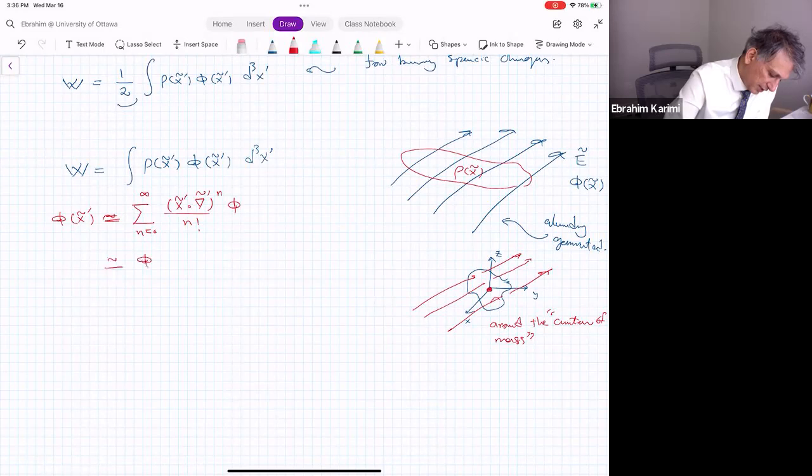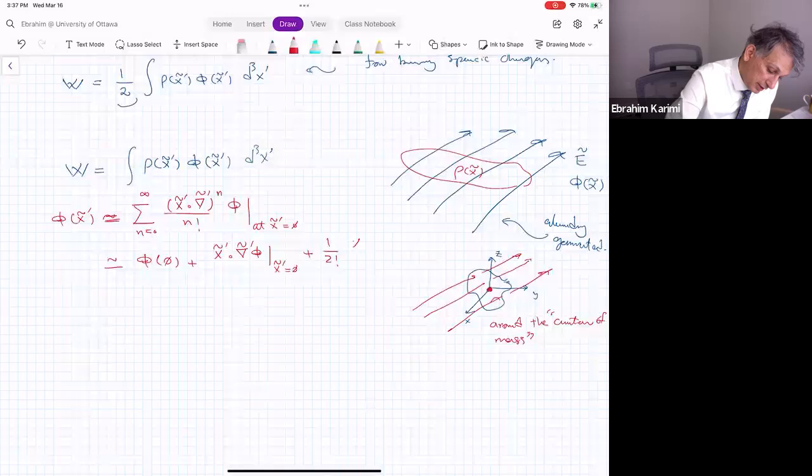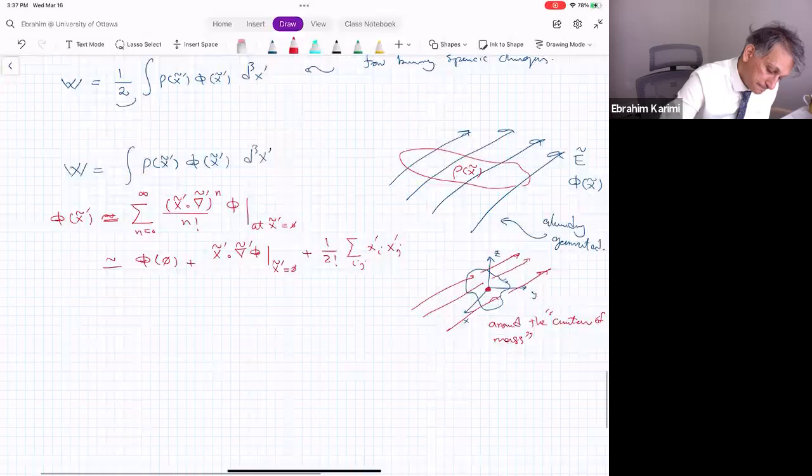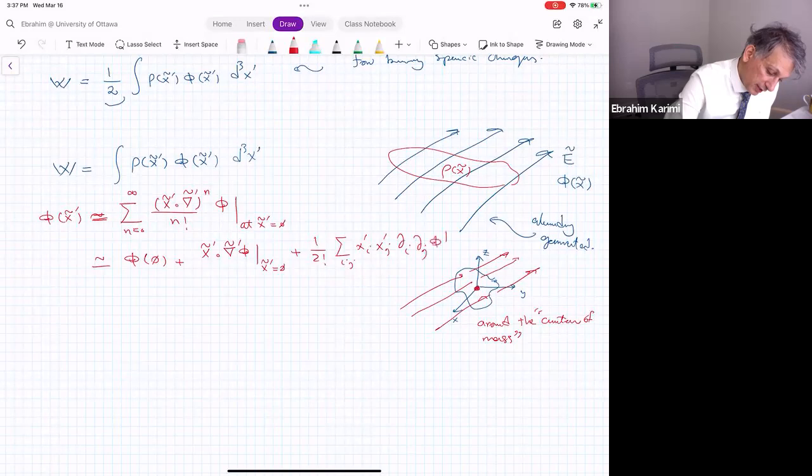It will be phi at x prime equal to zero. That will be phi zero, plus x prime dot nabla prime phi at x equal to zero, plus 1 divided by 2 factorial, that will be the summation of x prime i, x prime j, derivative with respect to i, derivative with respect to j of phi at x prime equal to 0, plus the other terms. Excuse me. Clear?